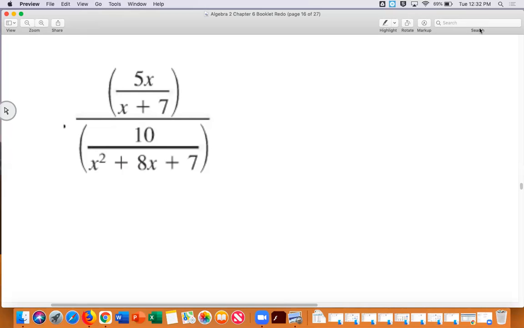We can't cancel out the 7 because it's part of addition. So you can only cancel things out in multiplication. Like I can't cancel out this -5 and that, right? It's got to be the whole thing. Okay.